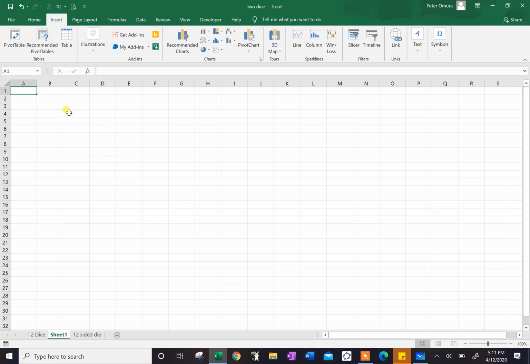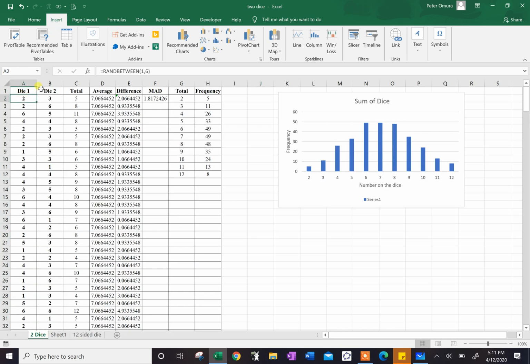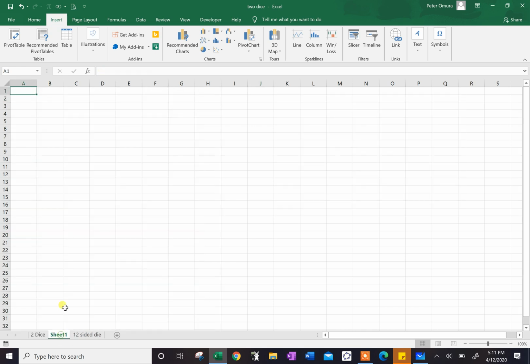So what I did was I rolled 2 dice, and when you roll 2 dice, you'll realize that you can get a number between 2 and 12. And then I rolled a 12-sided die, which has all the numbers between 1 and 12. And if you do that, you can record your results. And let's see. What I did was, well, I'll show you real quick.